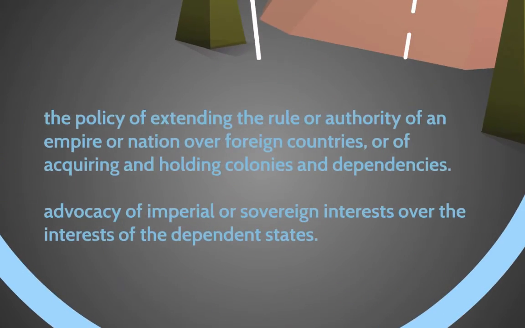Well, let's just go to the definition from the dictionary. It's the policy of extending the rule of authority of an empire or nation over foreign countries, or of acquiring and holding colonies and dependencies, or the advocacy of imperial or sovereign interests over the interests of the dependent state. The idea is that you are going to expand out and come to control land and areas that are outside your country. Now, it's kind of like an empire, but you don't necessarily have to occupy all of them. You just need to, as you can see here, extend the rule of authority. That is the key thing.